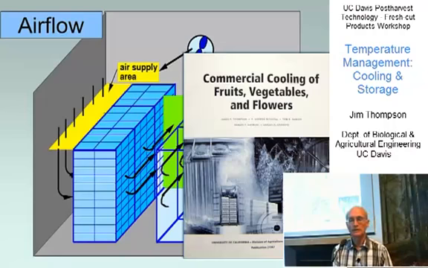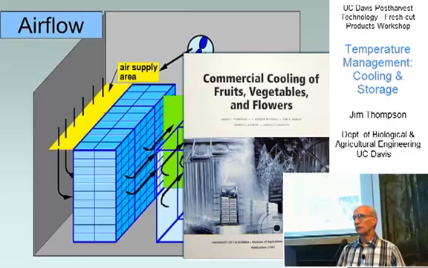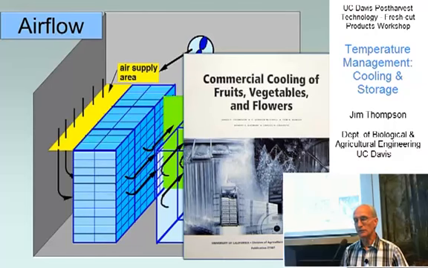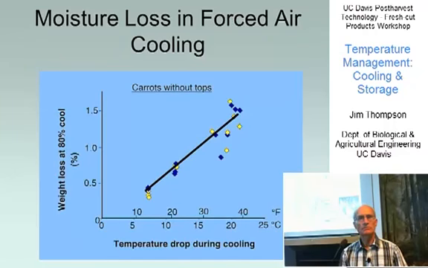There's a lot of details on designing the forced air cooler in terms of air supply area, air return areas, air flow rates, static pressure, refrigeration amounts, and things like that. And all those details are given in the Commercial Cooling of Fruits and Vegetables and Flowers book, which you do have a copy of in your bag. And forced air cooling is covered quite completely there with a lot of the calculations and background information. Any questions about forced air cooling before I move on? Okay.